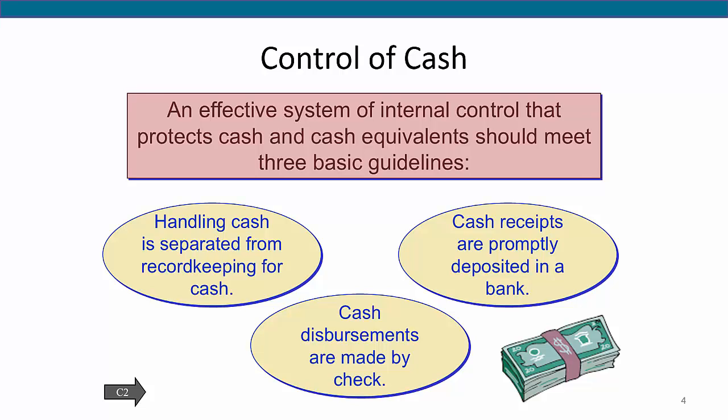First, those who handle cash should be separate from those who keep records of cash. For example, the store's cashier or the person opening the mail must never also have the ability to make entries in the accounting records. Second, cash receipts should be deposited daily in the bank to prevent theft. And third, cash disbursements should be made by check. While many companies choose to process payments electronically now rather than by check, it's important to make a payment in a form other than hard currency so that a paper trail documenting the payment exists.